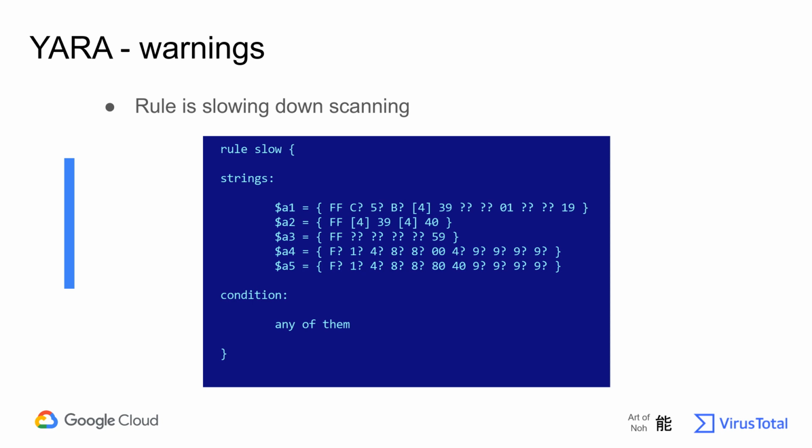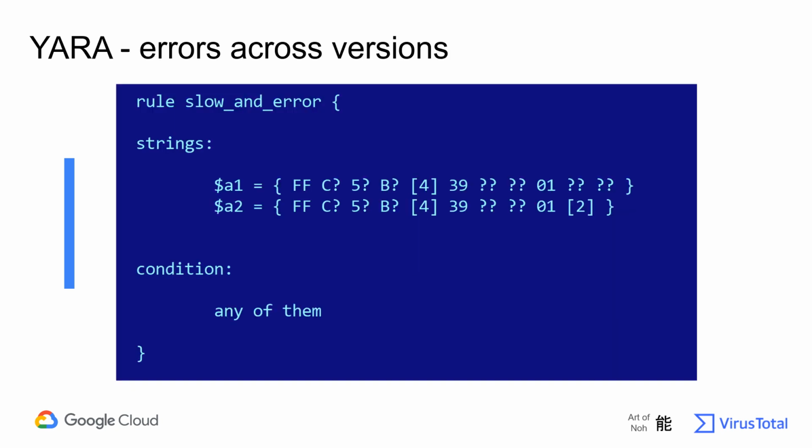And of course, you can think about having two different sets of rules: one that you want maybe for hunting in some limited scenarios, and then in the production rules, my advice is to just try to avoid all these warnings and slowing down scanning.